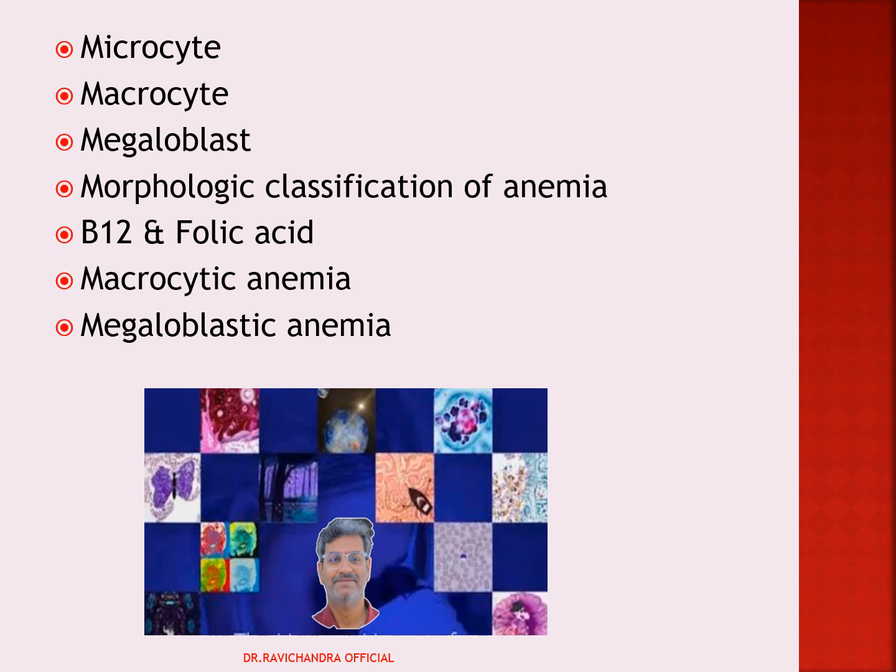Microcytic hypochromic anemia and macrocytic anemia together, if present, then it is called as dimorphic anemia. Nutritional anemias include iron deficiency anemia, B12 deficiency anemia, and folic acid deficiency anemias.